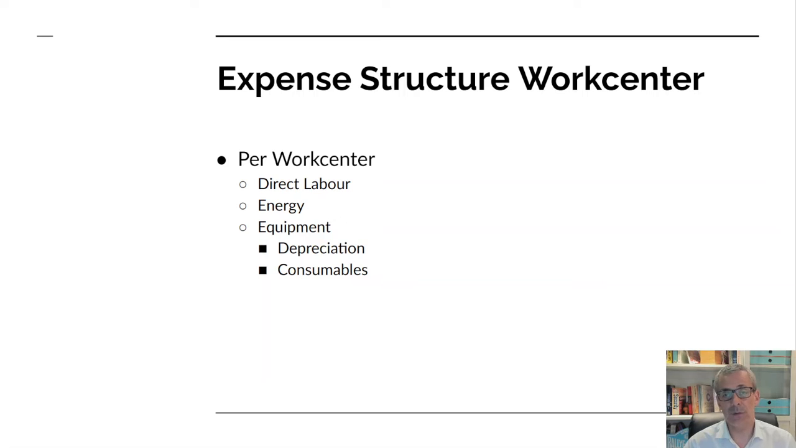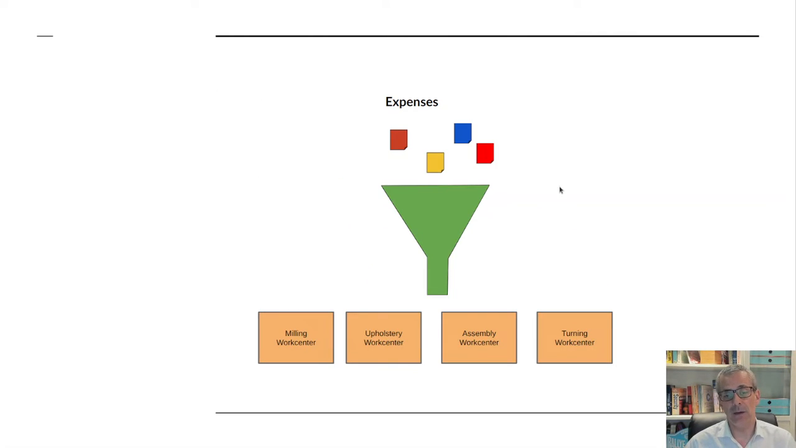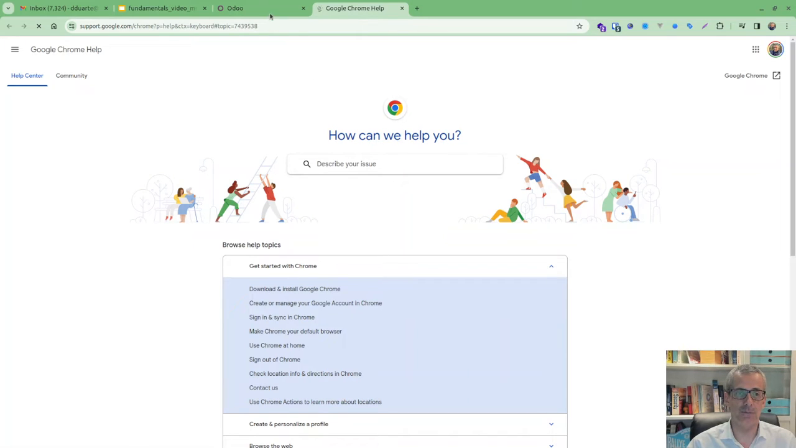And then the consumables are directly assigned, so you just need to create one account, you can use an analytic account as I'm going to explain, one analytic account per each equipment, and then Odoo will help you to get this calculation. So at the end you have something like this: milling, upholstery, assembly, turning work centers, and then your expenses need to be split per each of these boxes. Let's see in Odoo how you can do this.